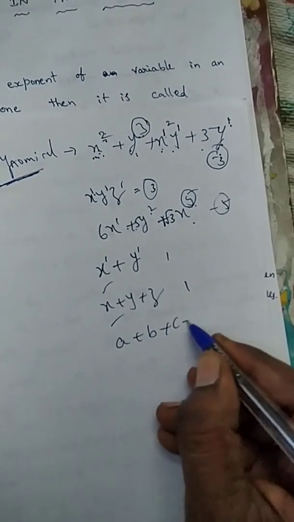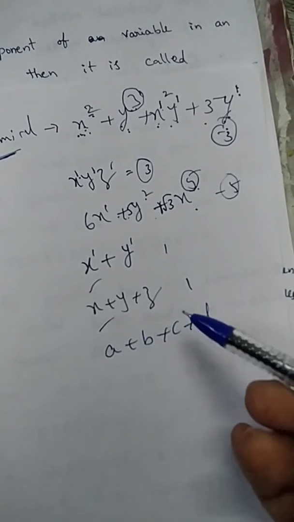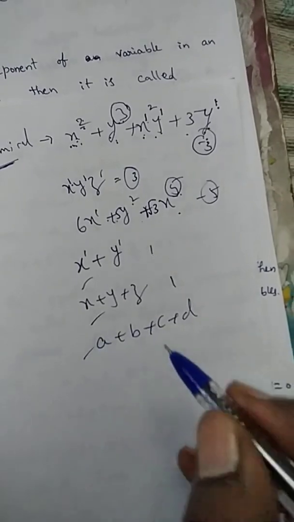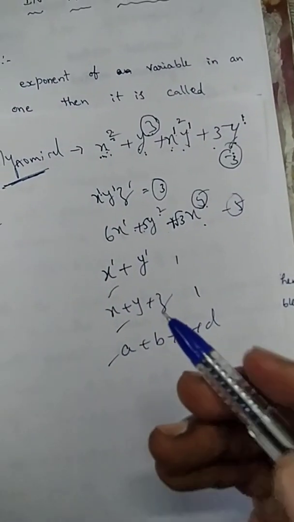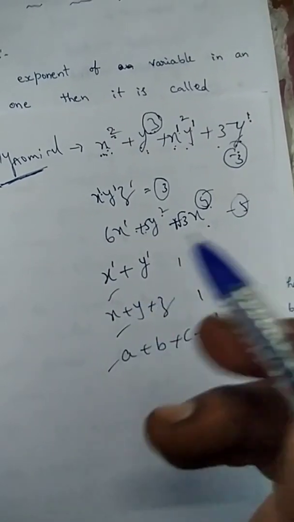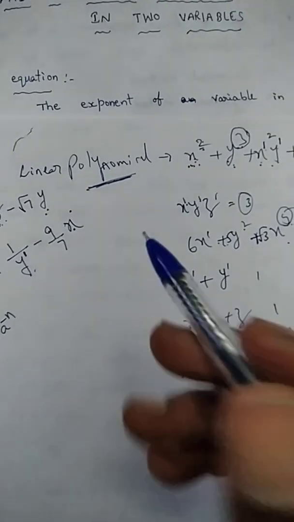Whatever it is, a plus b plus c plus d. So different variables are there. In each term the exponent is 1, 1, 1, 1. Then which is the highest exponent? 1. Then automatically it is also a linear polynomial. So if the degree of a polynomial is 1, then it is called a linear polynomial.